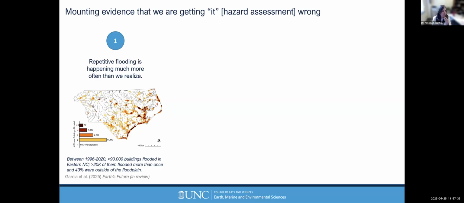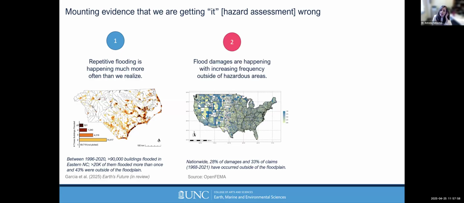This is some work by a student in my lab that showed that between 1996 and 2020, over 90,000 buildings flooded in eastern North Carolina. 20,000 of them had flooded more than once over that time period, and about 43% of them were outside of mapped regulatory floodplains. So those are the areas that we identify as hazardous.